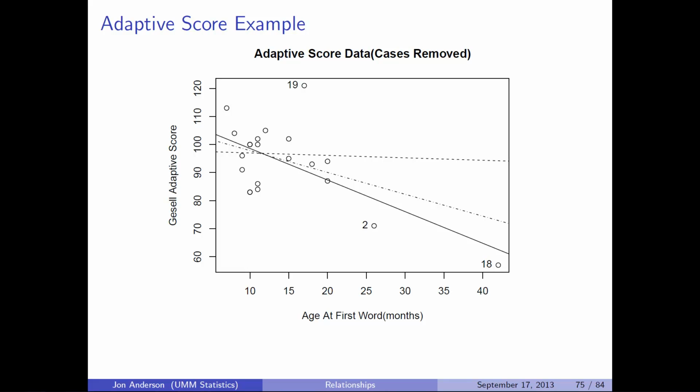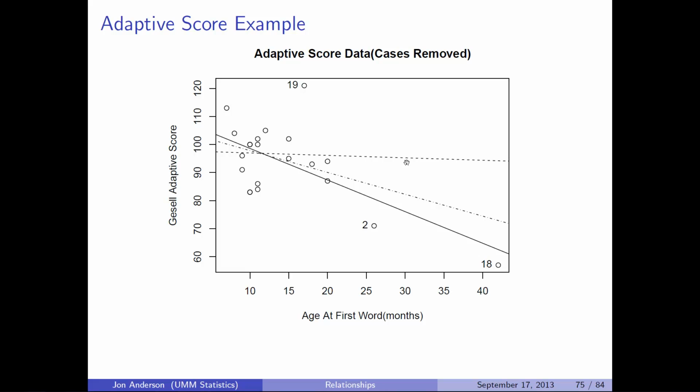I don't think case 18 is really an outlier, especially. It follows the pattern that might be suggested by some of the other points. So I'm not sure case 18 is an outlier. It certainly is influential. Case 19 is an outlier, however. It has a value of IQ, Gesell adaptive score, that's notably higher than what we'd expect, an atypical response compared to the rest of the data.